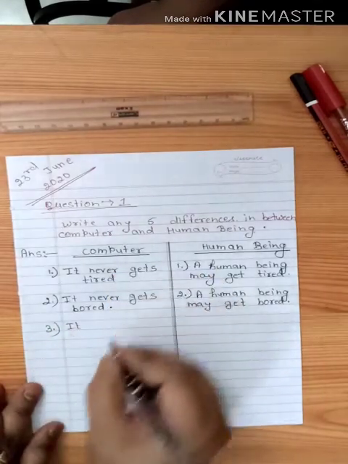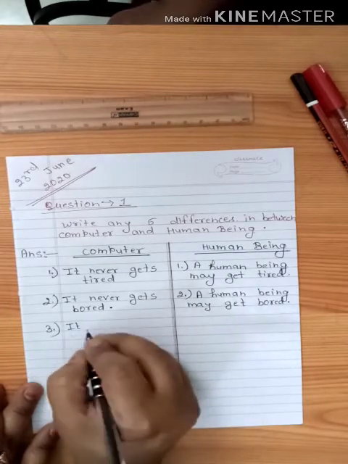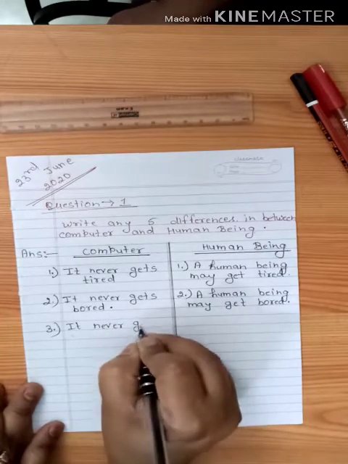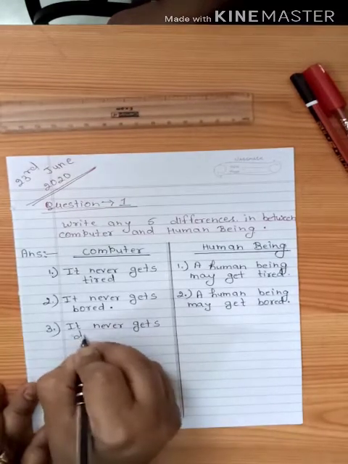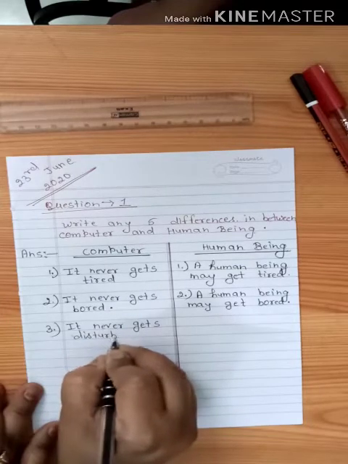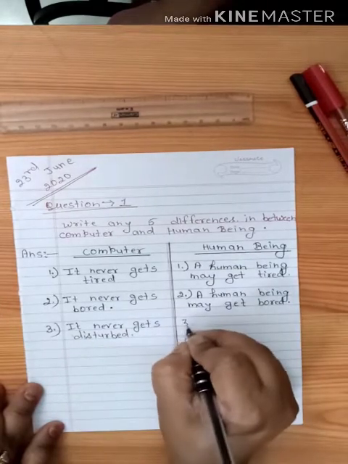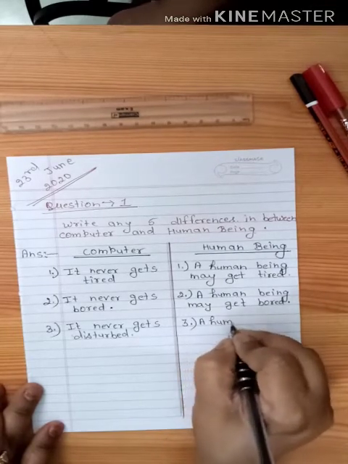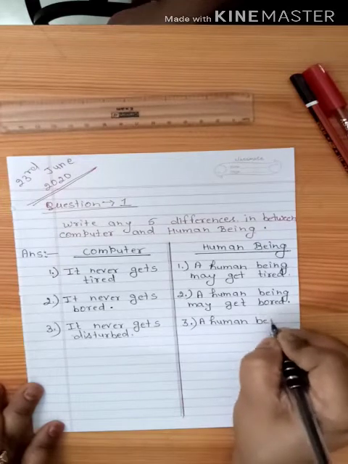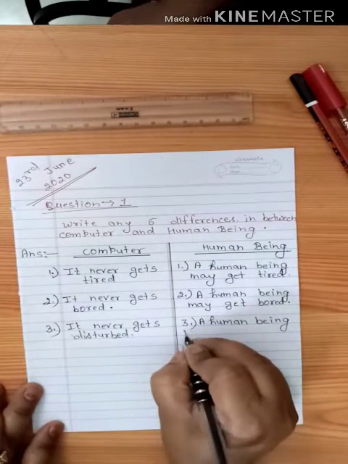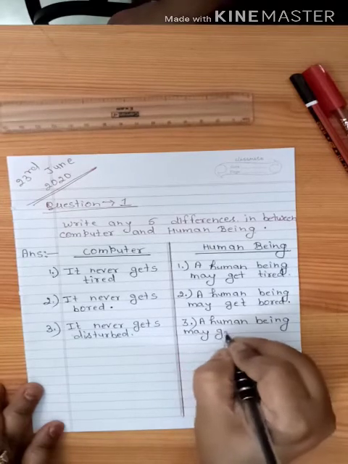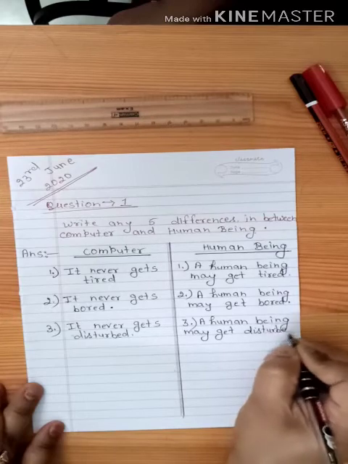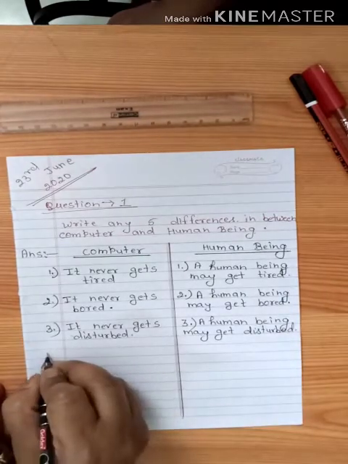Number 3: in the computer column you have to write, it never gets disturbed. Here in number 3, human being column: a human being may get disturbed.